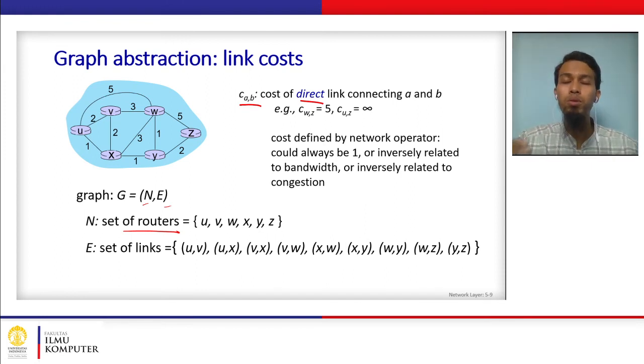If there is no direct link between a and b, then the cost will be represented by infinity. For example, c(u,z): since there is no direct link between u and z at the moment, this will be represented by infinity. Later on, when we run our routing algorithm, we'll find the path between u and z. But when we talk about the link cost, if there's no direct link, the link cost will be infinity. So we don't talk about the path cost here.